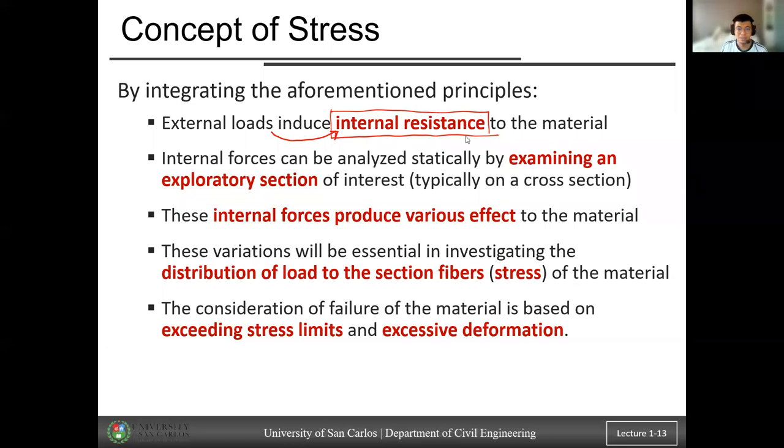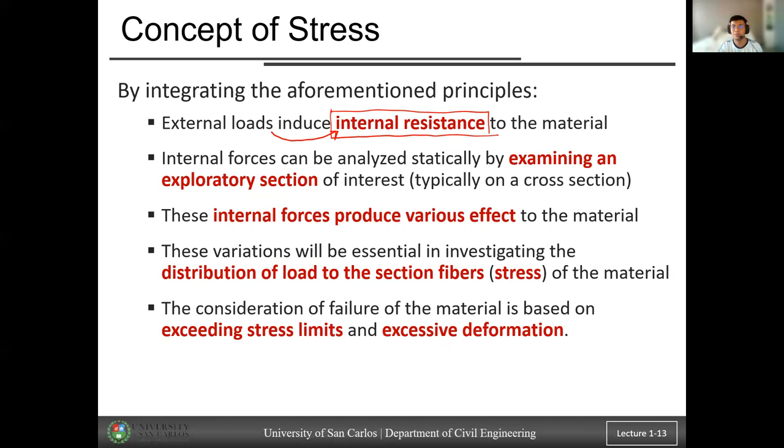Okay, so going back, coming from external loads, we now have the external loads coming from statics, which can induce an internal resistance to the material. So that's what we can get from statics going towards the strength of materials. And then, examining an exploratory section, just like integral calculus, we can get a specific part of the material.